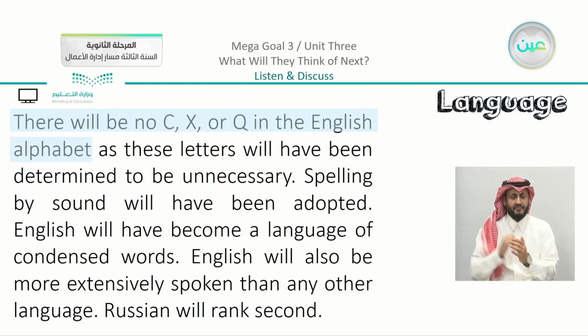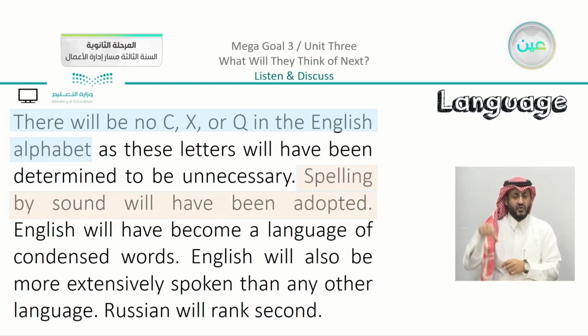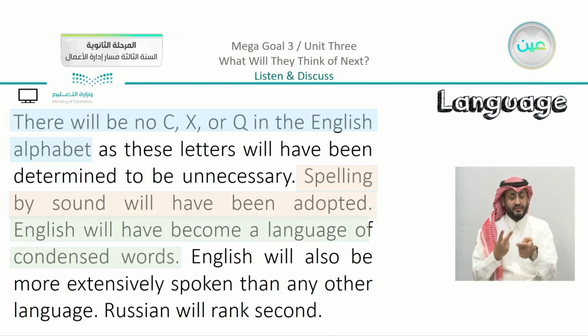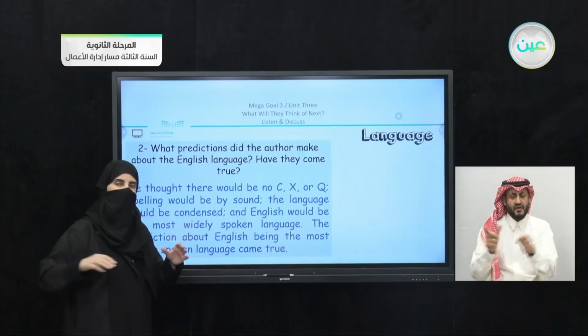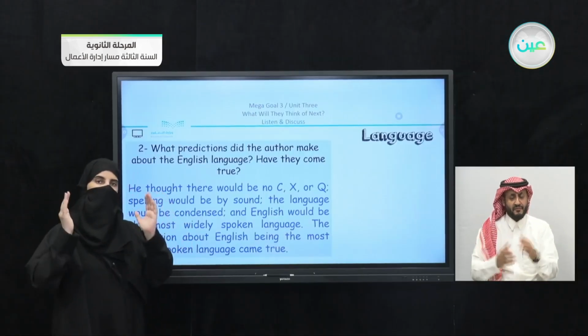Yes, okay, so there will be no C, X, or Q in the English alphabet. Also, spelling by sound will have been adopted. English will have become a language of condensed words, as we just revised. And English will be the most widely spoken language. We can say that has come true. So instead of just highlighting, I gathered it in one complete answer.